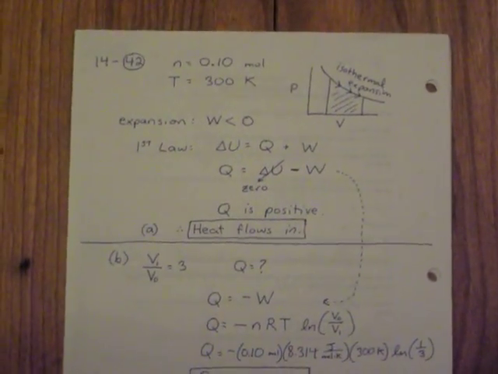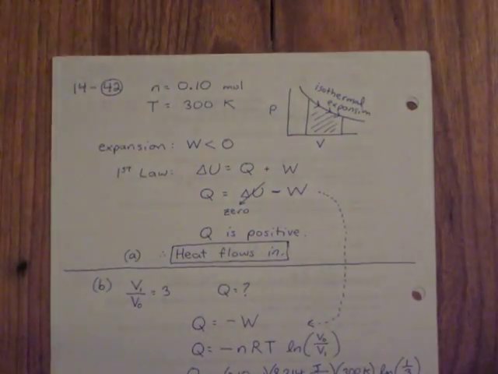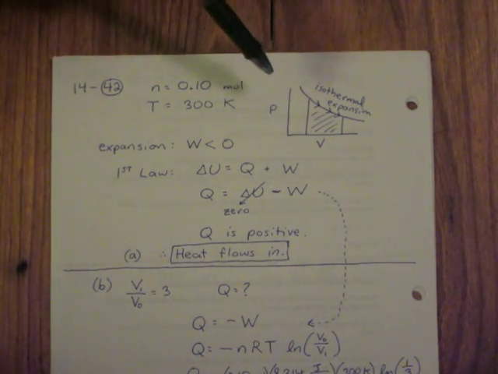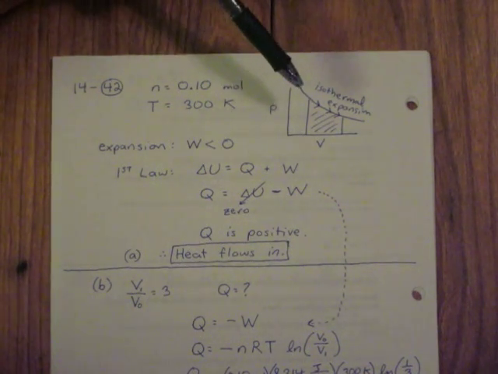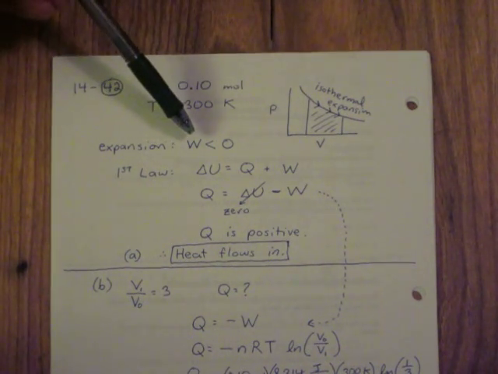Next is number 42. Number 42, we have 0.10 moles of an ideal gas at 300 Kelvin. Gas expands isothermally. Does heat flow into or out of the gas? Okay, so I drew a PV diagram. It's nice sometimes just to be able to see what's going on. Isothermal expansion. And this reminds me of when a gas expands, work is going to be negative. So I say here that W is less than 0.